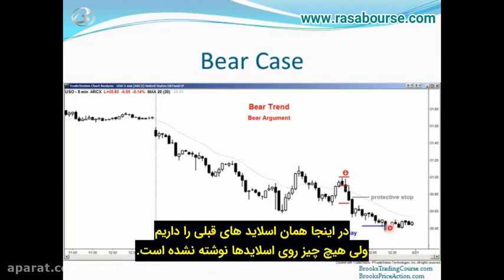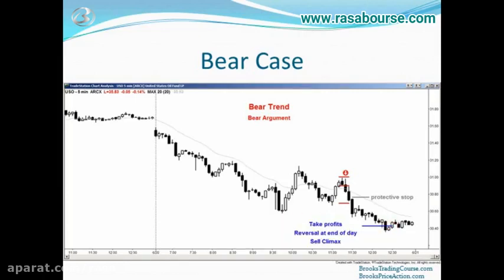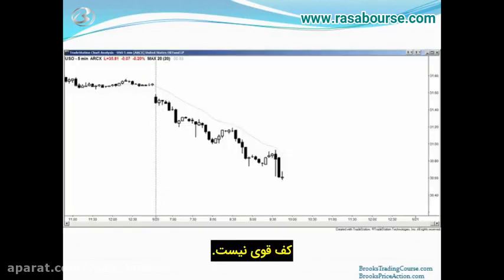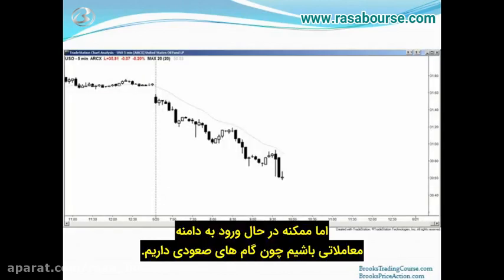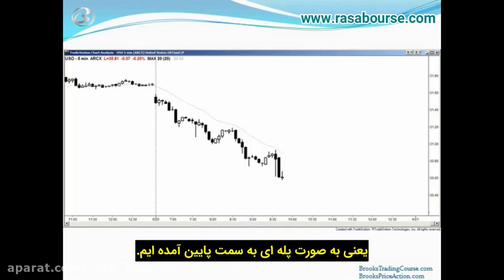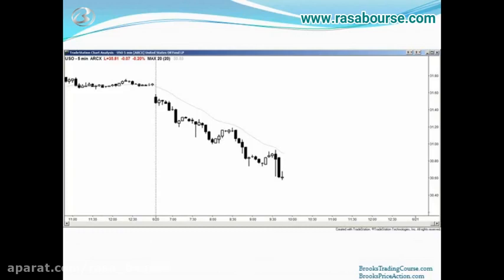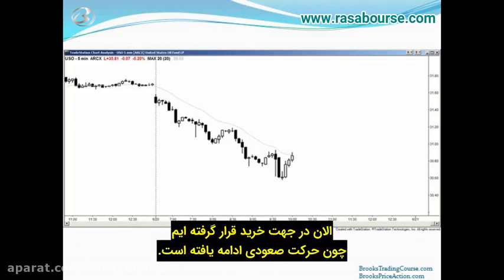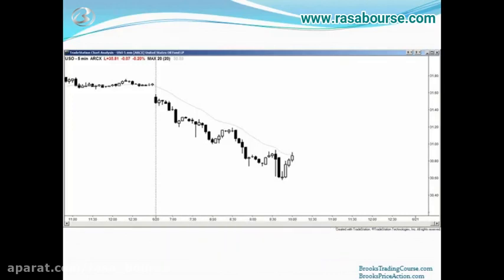Here's the same series of slides but without notes. Obvious bear channel, lots of selling pressure, not a strong bottom. However, we may be transitioning into a trading range because we're getting rallies. We're stair-stepping down, so we might get up to the moving average. Good for the bulls. Market's probably becoming always in long. Clearly always long. Follow through definitely always in long.